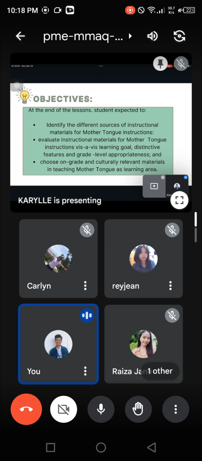So, objectives. At the end of the lesson, students are expected to identify the different sources of instructional materials for mother tongue instruction, evaluate instructional materials for mother tongue instruction by learning goal, distinctive features, and grade level appropriateness, and choose on-grade and culturally relevant materials in teaching mother tongue as a learning area.